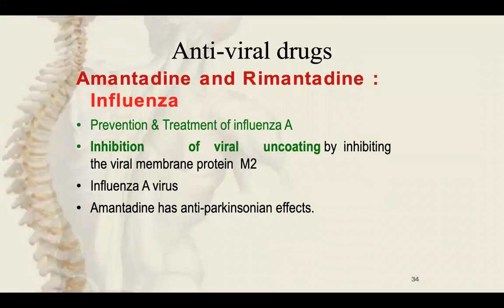The antiviral drugs amantadine and rimantadine are mostly used for influenza. First, they are used for prevention and treatment of influenza A. What they do is inhibit viral uncoating by inhibiting the viral membrane protein M2. Amantadine can be given for influenza A virus. Amantadine is also used for Parkinsonian effects.